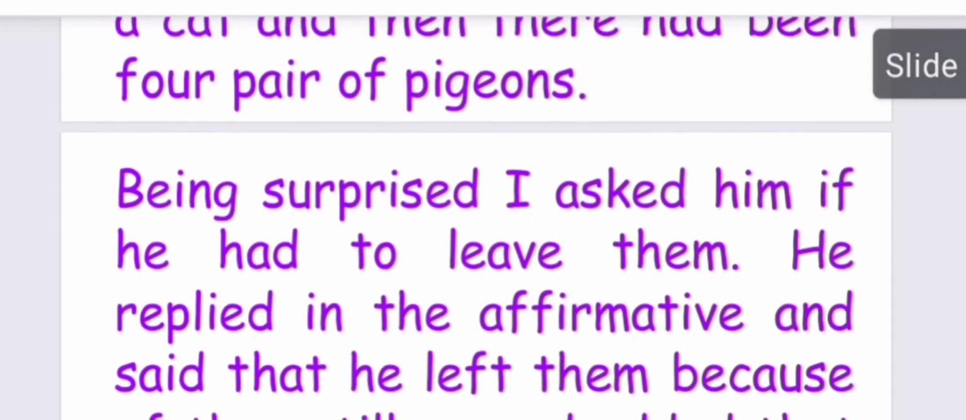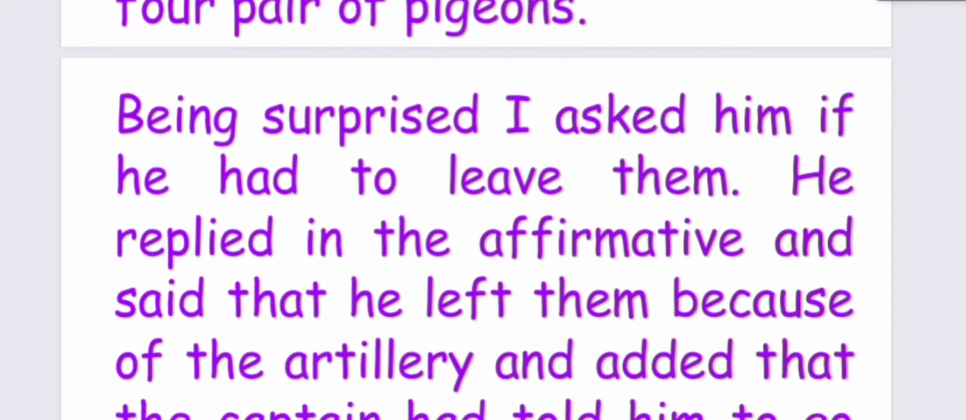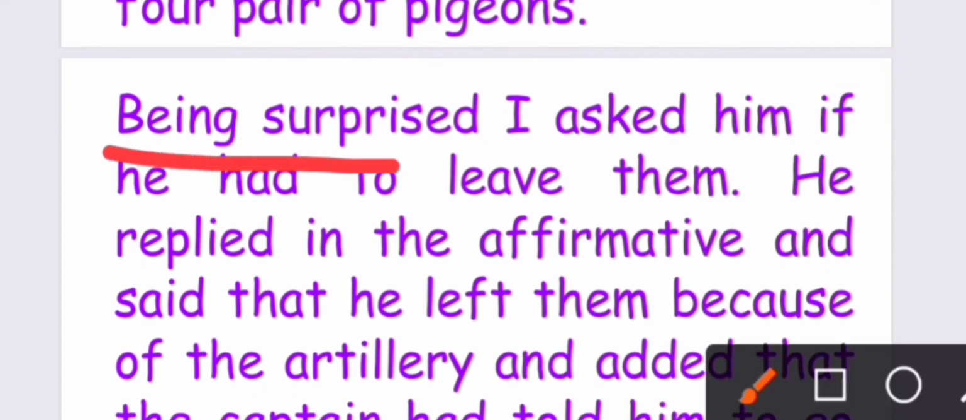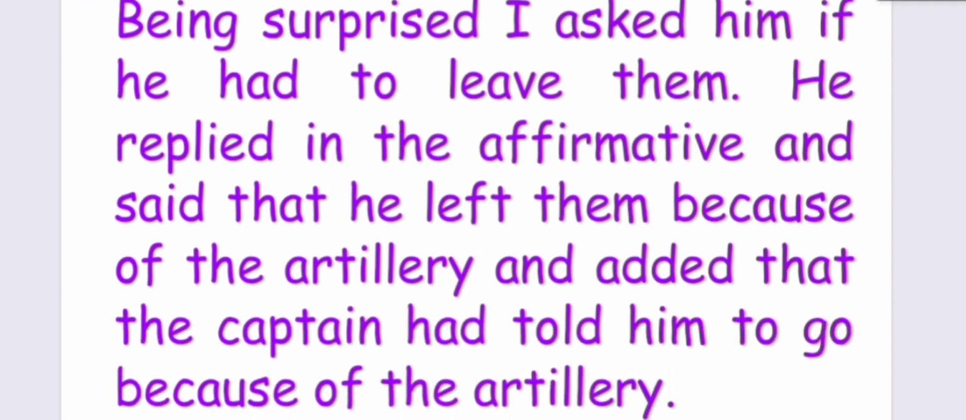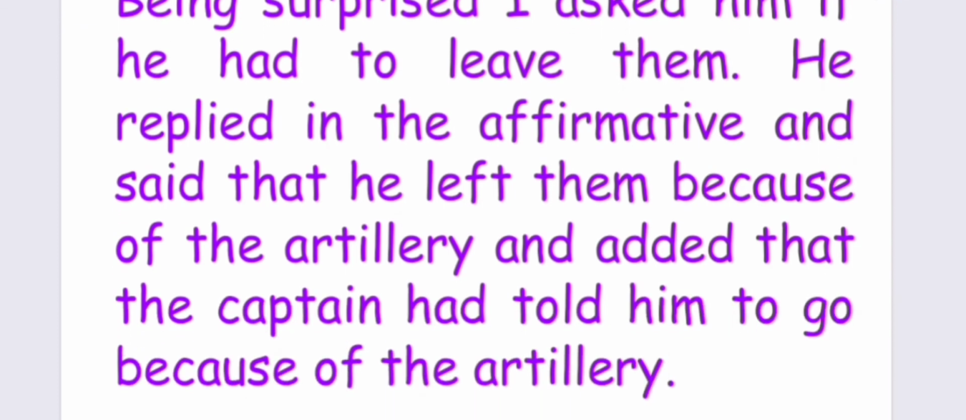Learners, now being surprised, I asked him, again interrogative sentence, I asked him if he had to leave them. If he had to leave them, it is in the past tense. He replied in the affirmative and said that he left them. Again it is given in the past tense. He left them because of the artillery, and added that the captain had told him to go because of the artillery. Okay, let's see our answer.